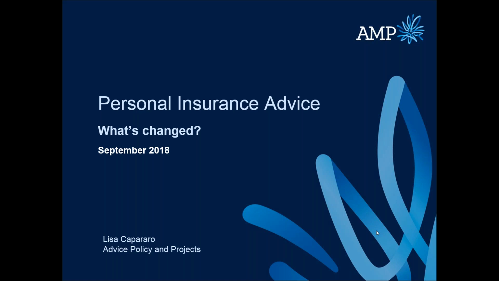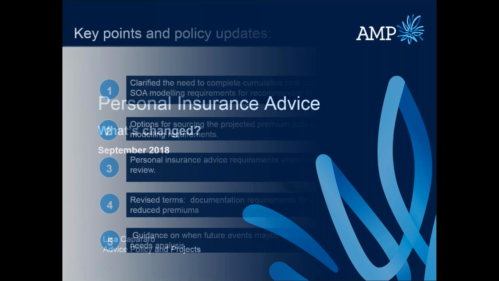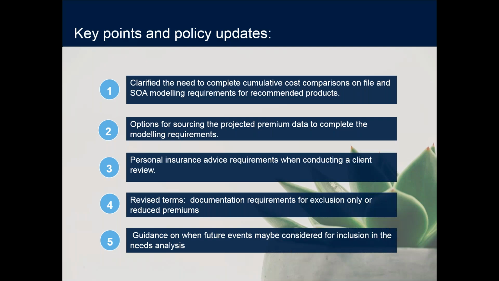So let's now take a look at these updates. On the screen, you will see a number of the updates, 5 of them. So let's have a look at each of them. We're going to go into more detail a little bit later. So in point number 1, we're going to provide clarity on the documentation requirements from a file and an SOA perspective when you go about completing cumulative cost comparisons for recommended products.